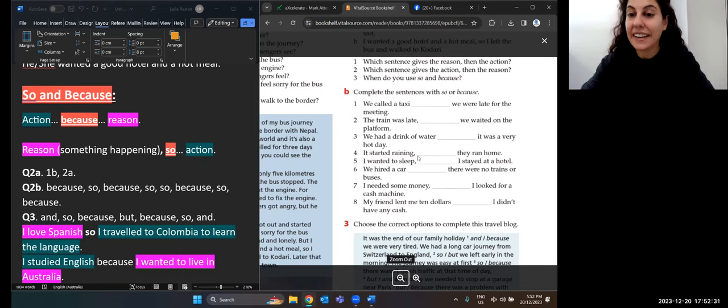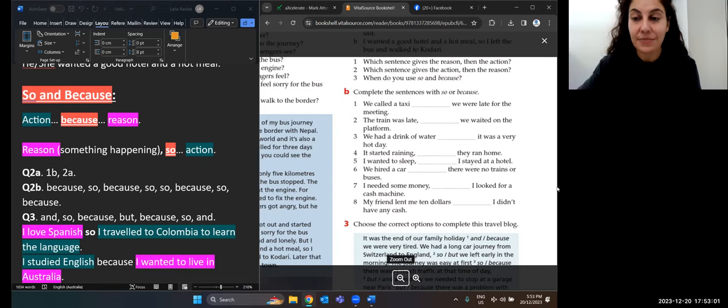It started raining, comma, so it started raining. So what did they do? What's the action? They ran home. So something happened and then I did an action. I wanted to sleep, comma, so I stayed at a hotel. You can see the action. I stayed. That's a doing action.